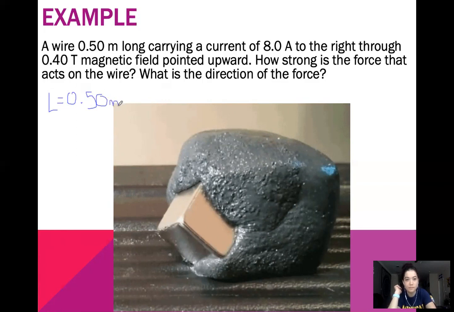So I was given the length, 0.50 meters. We were given a current, I, of 8.0 amps. And we were given a magnetic field, B, of 0.40 Tesla. Okay, so we've got a B, we've got an I, we've got an L. Pretty straightforward. Our force is going to equal B times I times L.